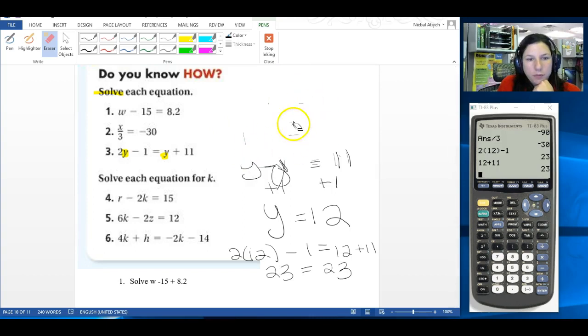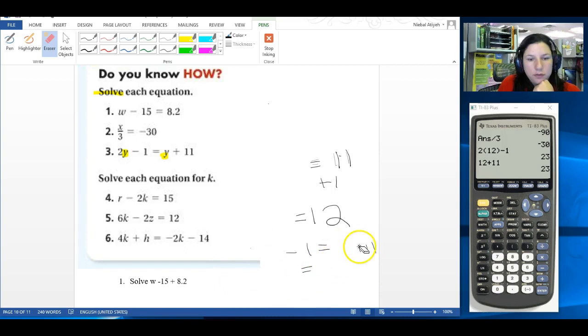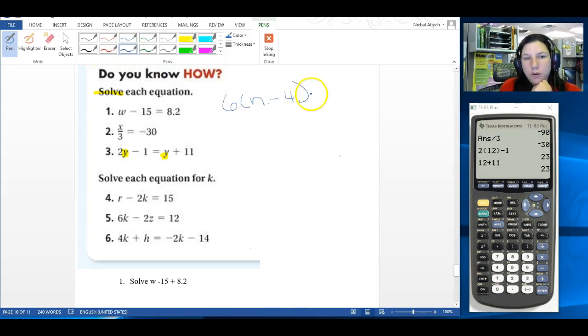I'm going to do one more, and this one comes from a student webmail. All right, 6 times n minus 4 equals 3n. So for this one, again, just like number 3, I have n on both sides. I want to get those together. The problem with this is that this n is trapped inside those parentheses.